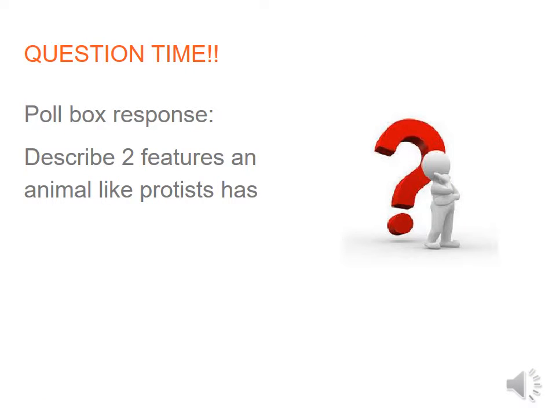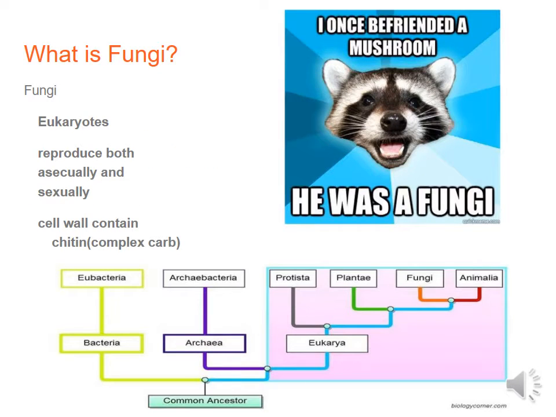So describe 2 features an animal-like protist has. Okay, so some of the choices would be food vacuoles. They can be called protozoa. They're single-celled. They're heterotrophs. That type of thing. I gotta stop saying that type of thing, huh, guys?